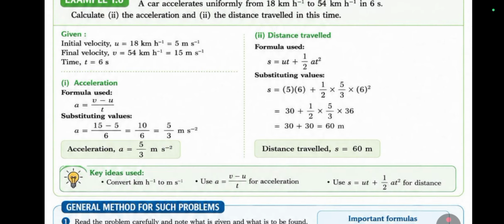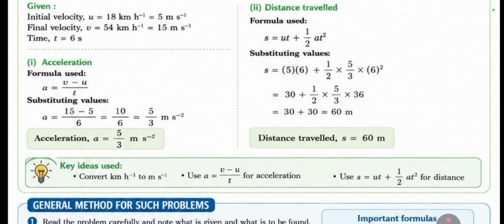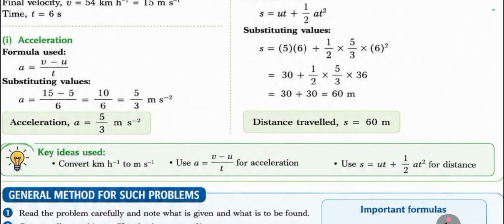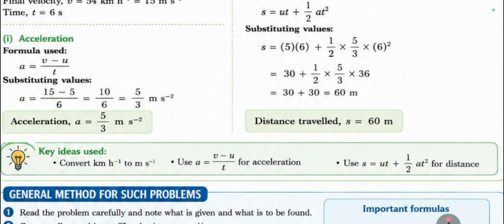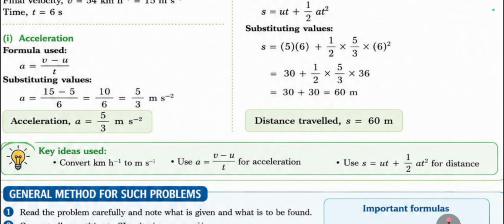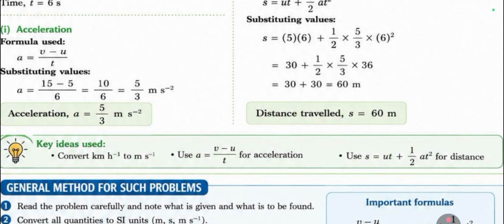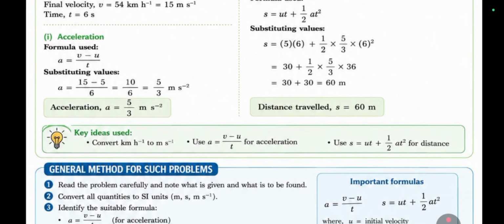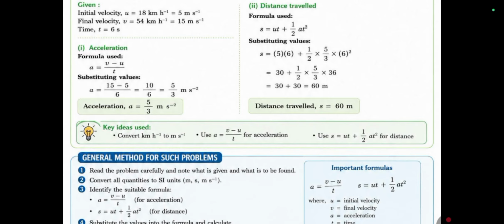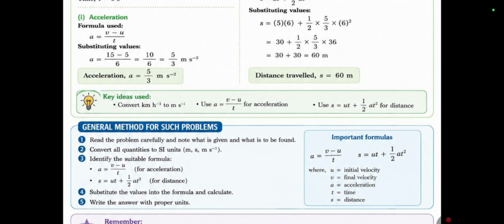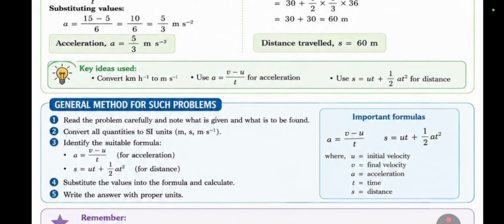Here we also have to convert kilometer per hour to meter per second, and use the formula to find the acceleration a is equal to (v minus u) by t, and find the distance by the formula s is equal to ut plus half at square.